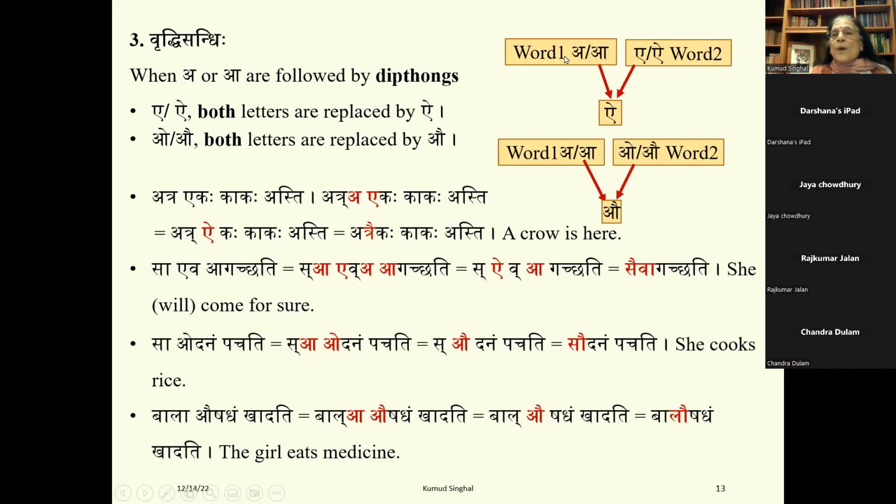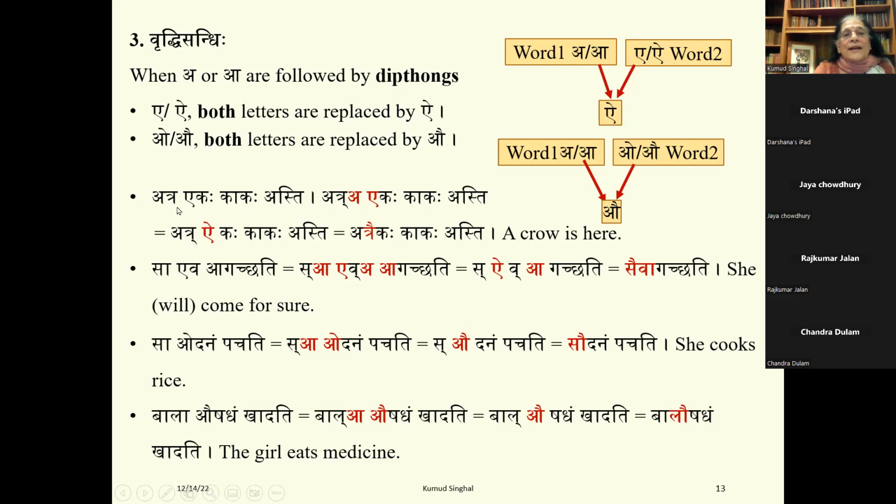So the word one ends in a or ā. The second word begins with e or ai. So they both are replaced by ai. Word ends with a or ā. The next word begins with o or au. So they are both replaced by au. So let us look at these examples to see how the vṛddhi sandhi is used.